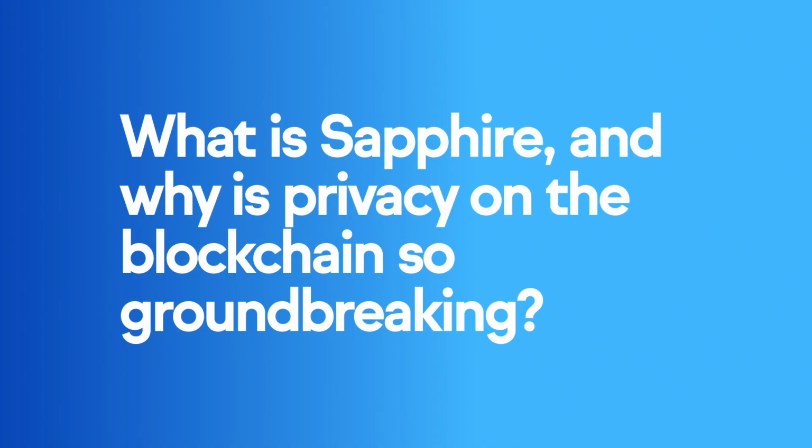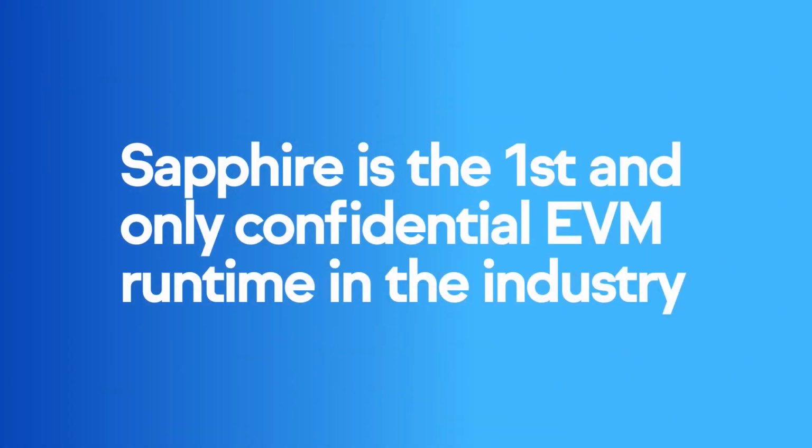Question 1. What is Sapphire and why is privacy on the blockchain so groundbreaking? Sapphire is an EVM developer environment. This means that Solidity developers, or those who have built on EVM chains before, will be totally at home building on Sapphire. What makes it groundbreaking is these developers will be able to build confidential dApps with confidential smart contracts. This is the first and only confidential EVM runtime in the industry.